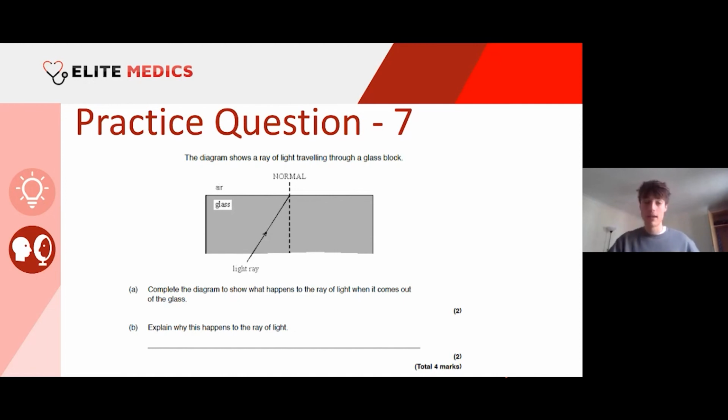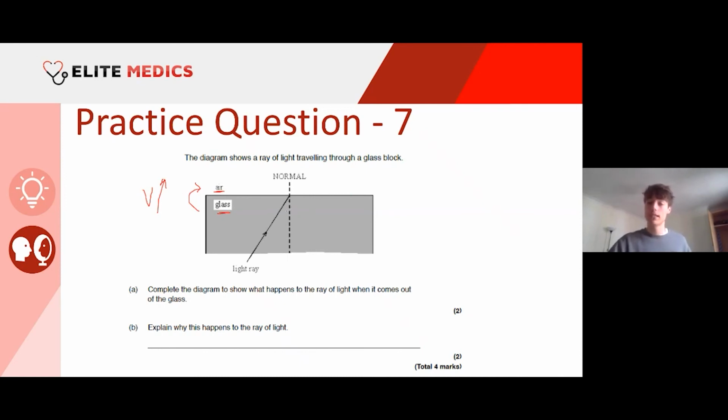Okay, practice question 7. The diagram shows a ray of light traveling through a glass block. So you've got glass and going into air, and you've got the normal here perpendicular to the boundary. Complete the diagram to show what happens to the ray of light when it comes out of the glass. So we go from a more dense medium to a less dense medium. That means that going from glass to air, what happens to speed? Speed increases. Speed increases when going from glass to air.